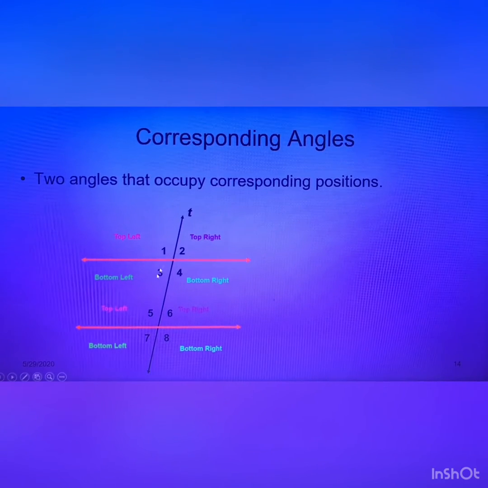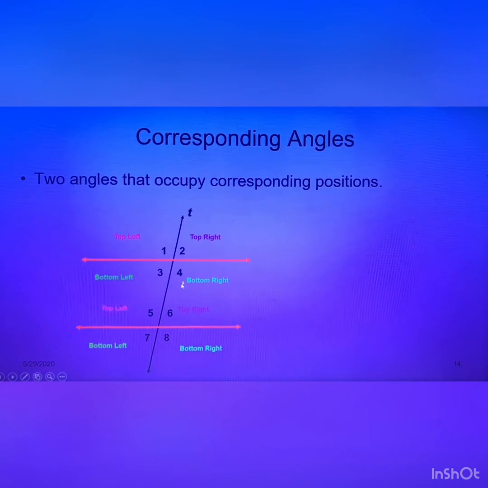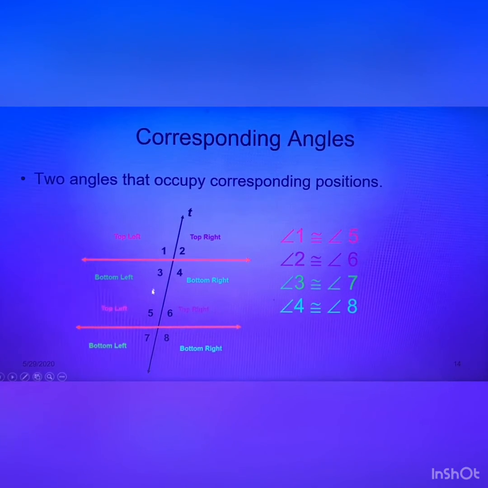That is, angle 1 and angle 5, these are corresponding. Angle 2 and angle 6, these are corresponding. Angle 4 and angle 8, these are corresponding. And angle 3 and angle 7 are also corresponding angles. Now what is the relation between these corresponding angles? Corresponding angles are always equal. That is, angle 1 and angle 5 are corresponding angles, so they are always equal.